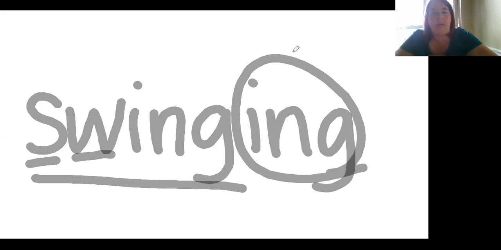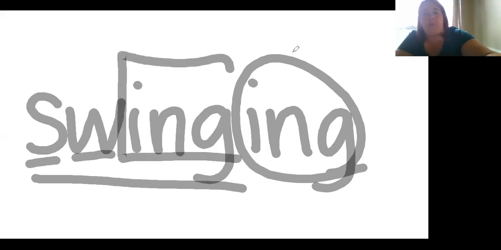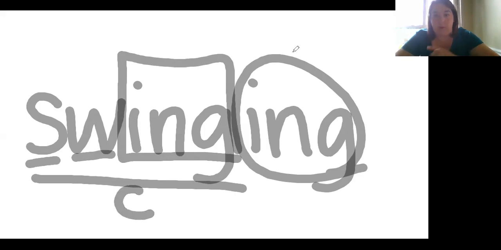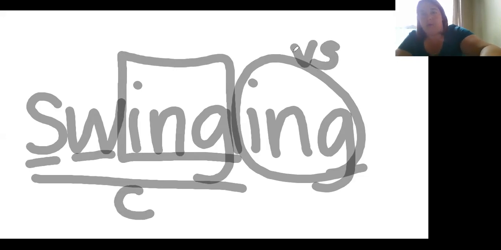Swinging. So the base word is swing. Swinging. ING. I'm going to circle that suffix, underline the base word, but now I need to go back and underline my blend. Ing, ing is a glued sound, and it's a short vowel sound, so it's going to be a closed syllable that I would mark there. Oh, and ING is a vowel suffix. All right, we got that. All right, we're going to do a few more.